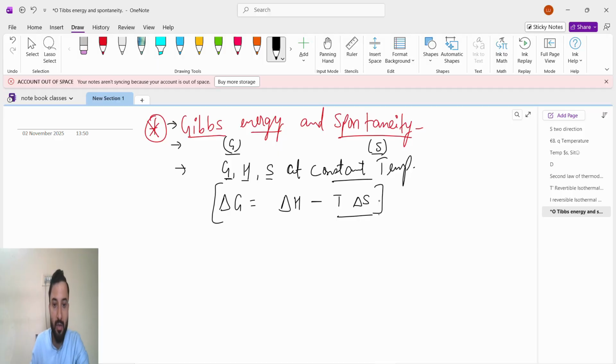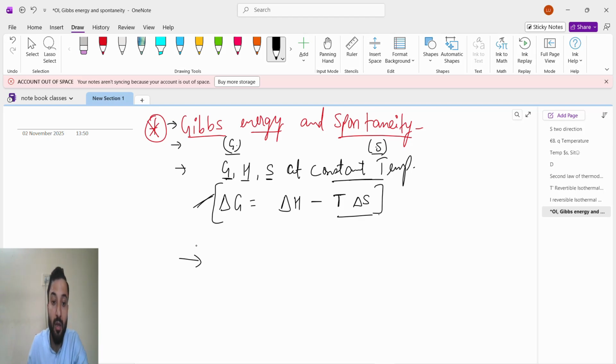Okay, and delta C, delta G, delta H, delta S, all delta is what? All delta is state function. State function means extensive property. So guys, this we get to know. This formula is for the relationship between Gibbs energy, enthalpy and entropy at constant temperature. So temperature is just T.